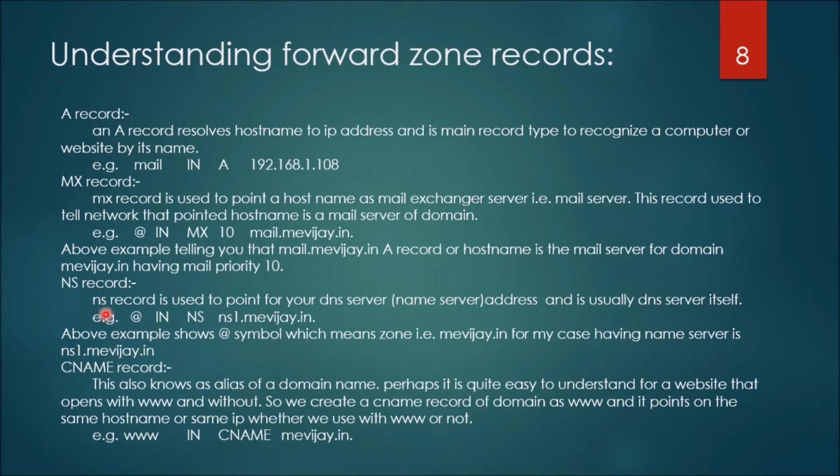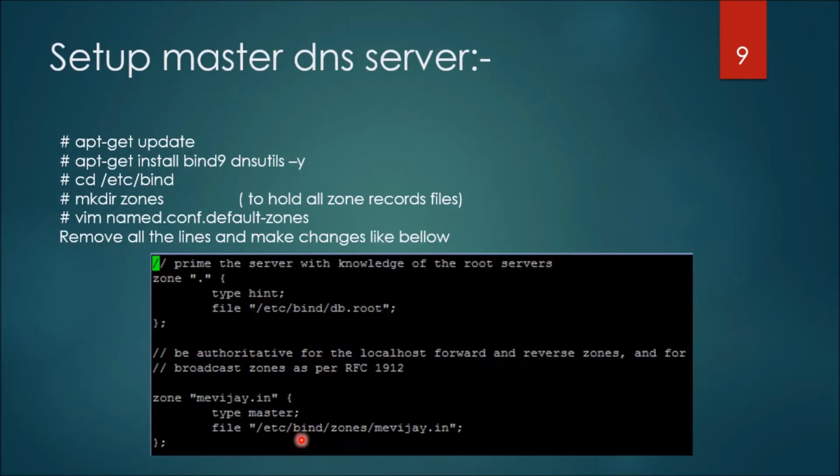Fine. So the NS record is the name server record. So we can define who the servers, ns1 and ns2 or something else, are the name server and name resolution server. Fine. And the CNAME record is nothing but an alias. Perhaps it's quite easy to understand for a website that opens with www or without. So we create a CNAME record of domain as www, and it points to the same website or same domain name.